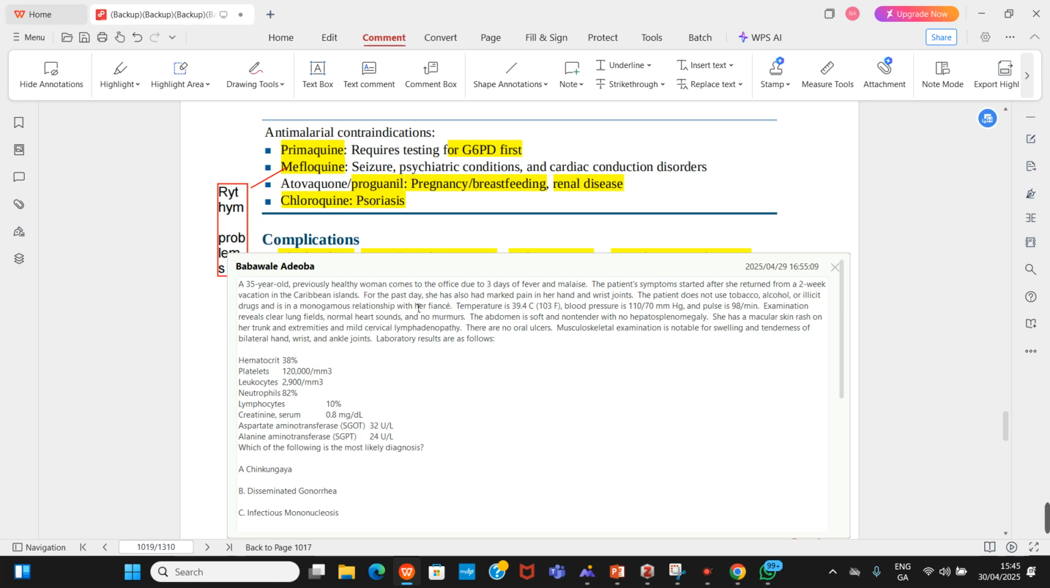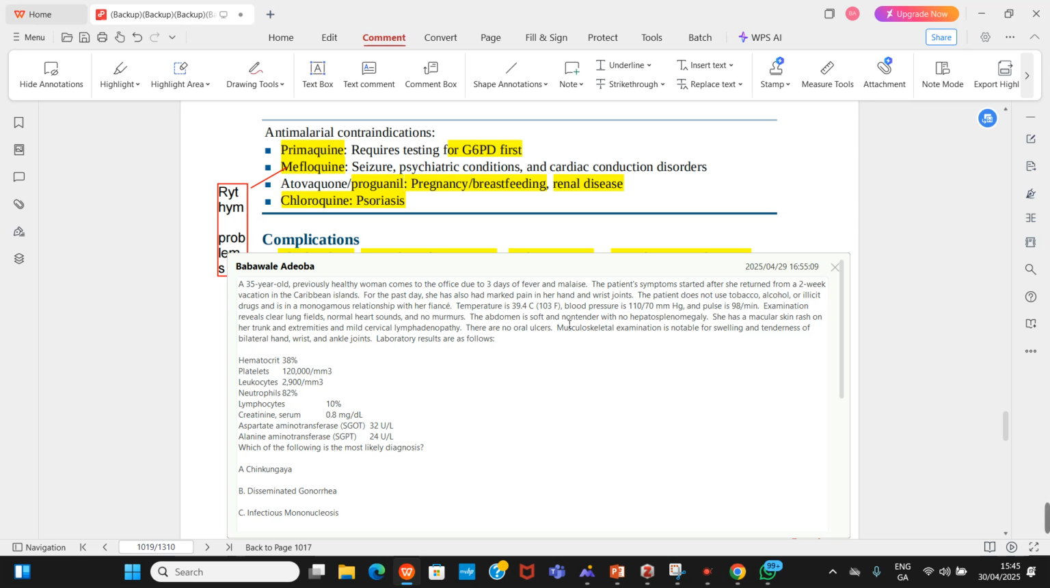So this is a 35-year-old woman who was previously healthy, comes to the office due to a 3-day history of fever and malaise. The patient's symptoms started after she returned from a 2-week vacation in the Caribbean. For the past day, she also had marked pain in her hands and wrist joints. The patient does not take tobacco, alcohol, or drugs, and she's in a monogamous relationship with her fiance. Temperature is 39.4, blood pressure is 110, pulse is 98. Examination reveals clear lung fields, normal heart sounds, and no murmur.